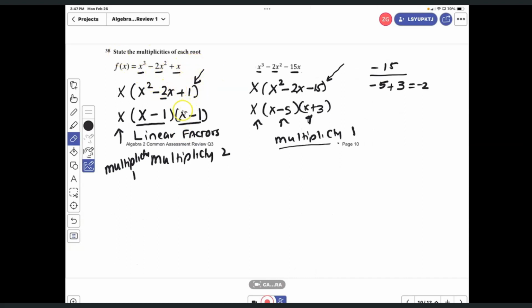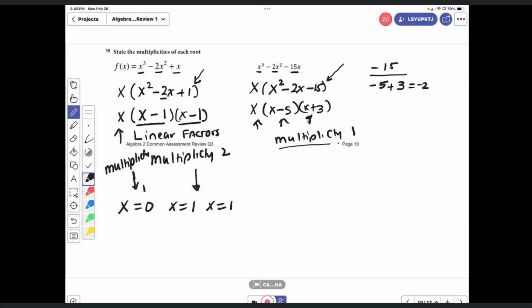Find the roots of each. So to find the roots, you're going to factor out a common factor, the greatest common factor, which is x. So you're left with x squared minus 2x plus 1. You look at 1. What numbers multiply to get 1 and add to be negative 2, which is negative 1 and negative 1. These are the linear factors. The roots are going to be x equals 1, x equals 1. And you notice that these two have a multiplicity of 2.